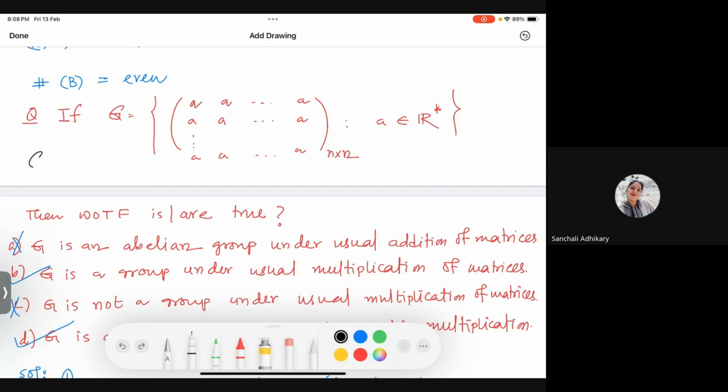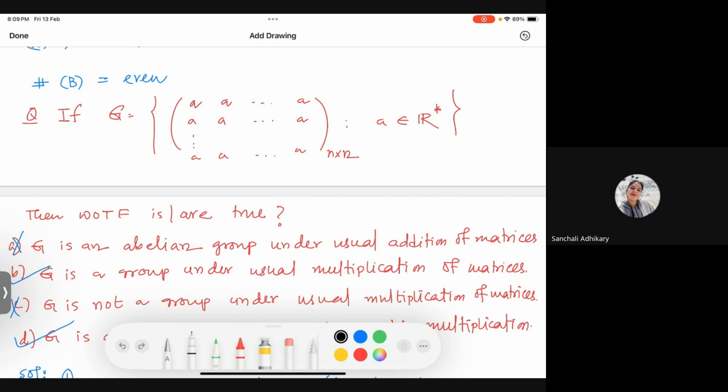So first, show G is non-empty. Why is G non-empty? Because the matrix with all entries 1, this element belongs to G, so G is non-empty.